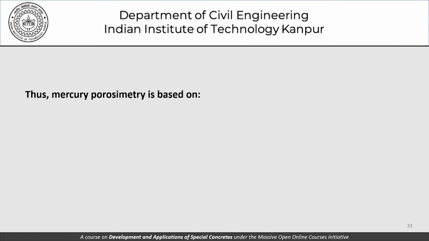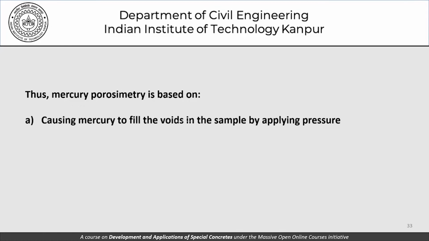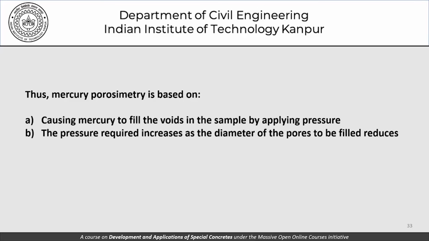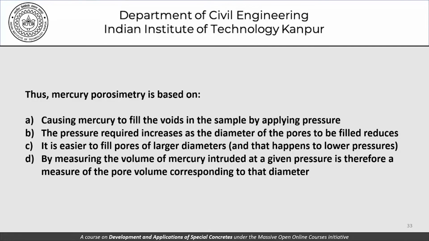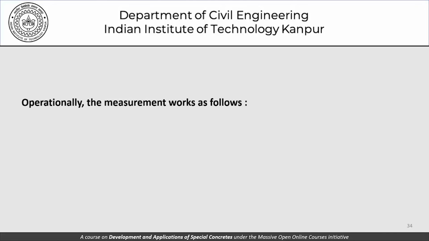Now, this mercury porosimetry as a summary is based on causing mercury to fill the voids in the sample by applying pressure. The pressure required increases as the diameter of the pores to be filled reduces. It's easier to fill pores of larger diameters, and that happens at lower pressures. Lower pressures, higher diameters, higher pressures, lower diameters. Measuring the volume of mercury intruded at a given pressure is therefore a measure of the pore volume corresponding to that diameter. And operationally, the measurement works as follows.